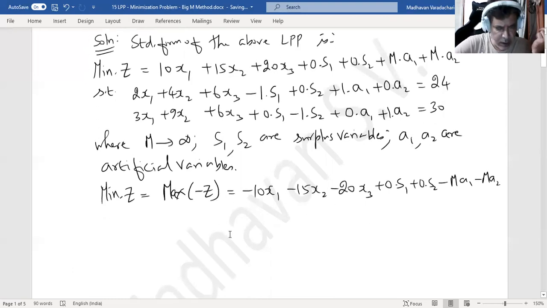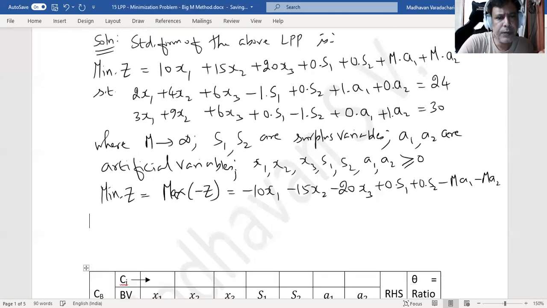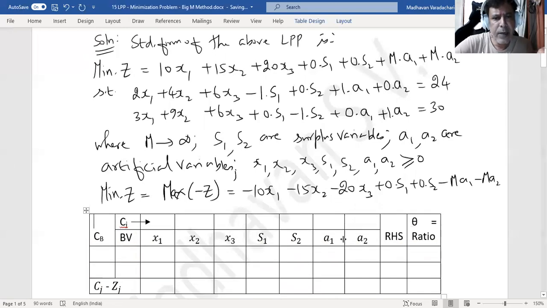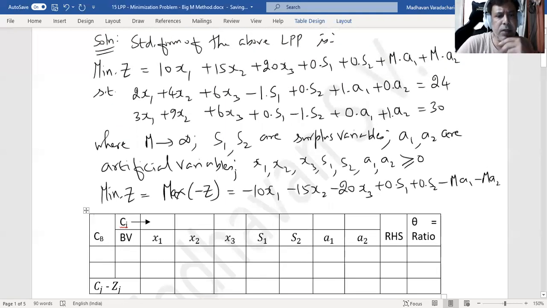Now we will bring in all these things in our table. One more thing, I have to write that also: X1, X2, X3, S1, S2, A1, A2, all are non-negative. Now we can bring in our table. I just made a ready-made table here. Now let us write down these numbers.